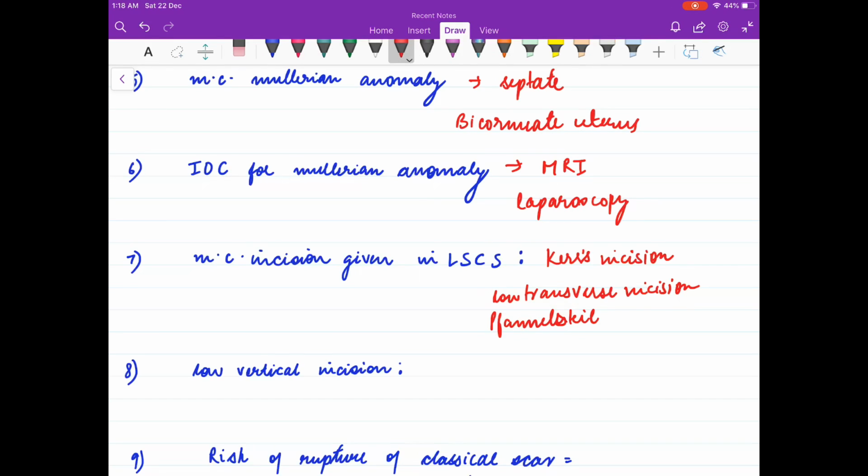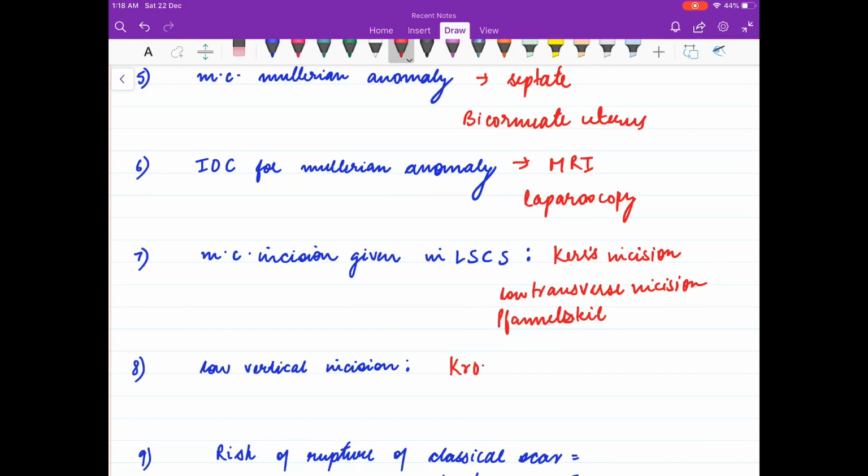Low vertical incision is known as Kerr's incision.